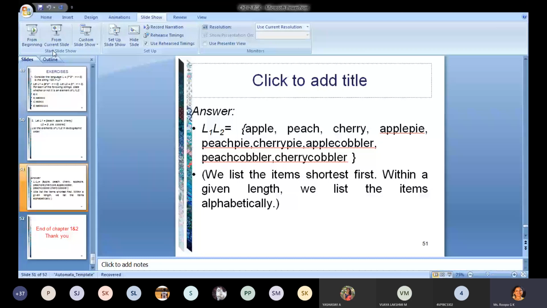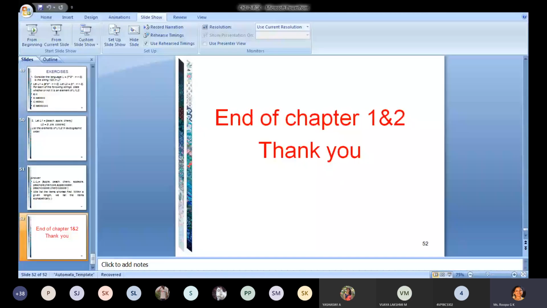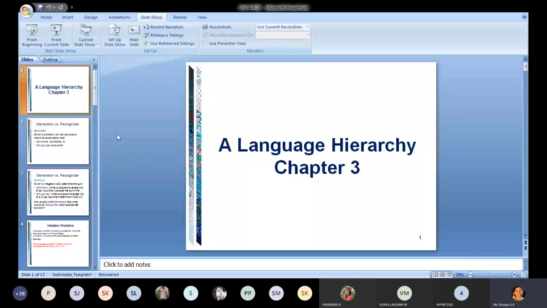Okay, so this is the end of chapter 1 and chapter 2. Now, let us go for chapter 3. It's very small, 3 and 4. Let me complete 3 and 4. Just a small theoretical concept. Let me complete it today itself.